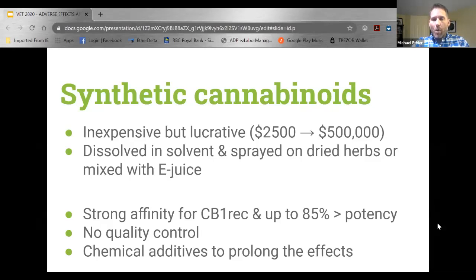They're finding more and more now that they're adding chemical additives to try to prolong the effect, because again, this is being used for recreational purposes. So then we're getting kind of this co-toxicity effect showing up in patients. Next slide.